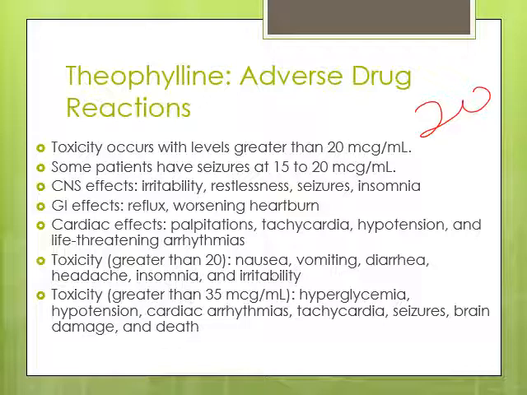When you start seeing levels over 20, you start seeing more toxic symptoms, and you have to know the signs and symptoms of this, which include nausea, vomiting, diarrhea, headache, insomnia, and irritability. Make sure that you're aware of this. You also need to know toxicity for levels greater than 35, and this can include hyperglycemia, hypotension, cardiac arrhythmias, tachycardia, seizures, brain damage, and also death. Make sure that you know these too.